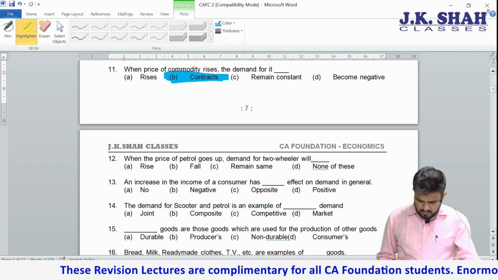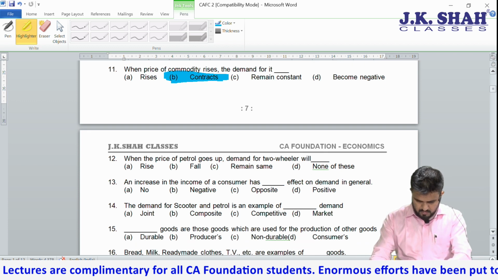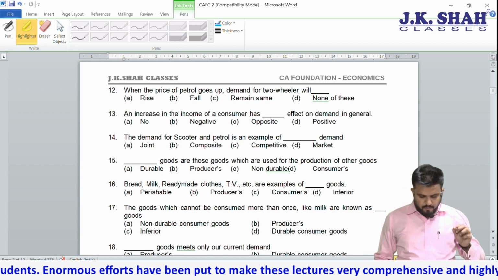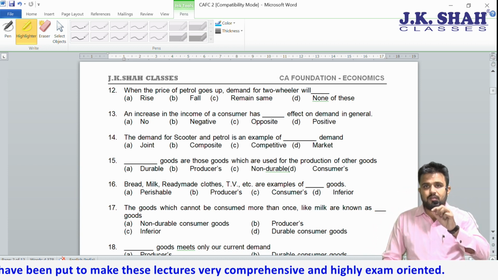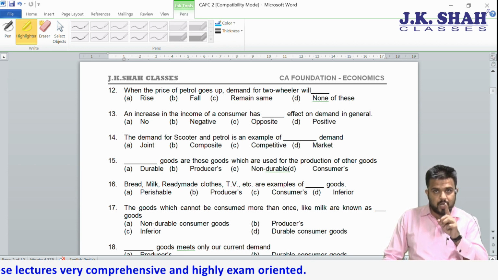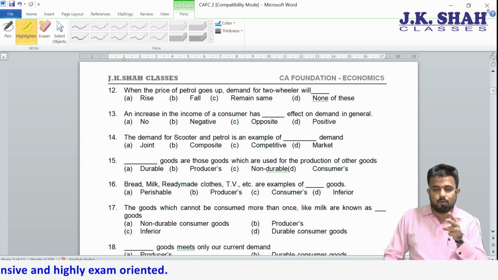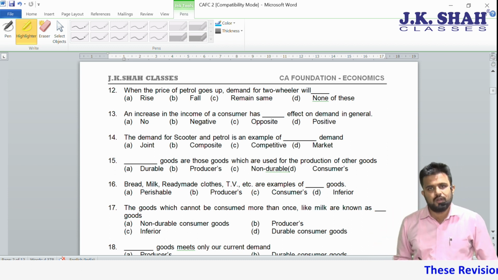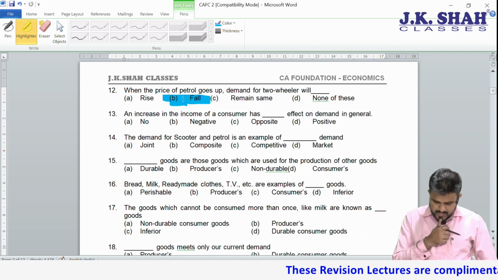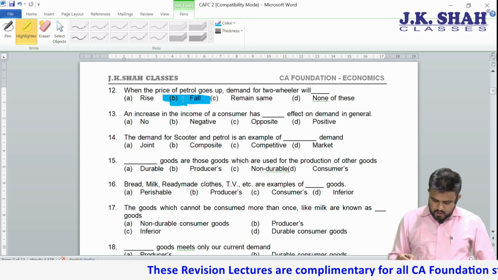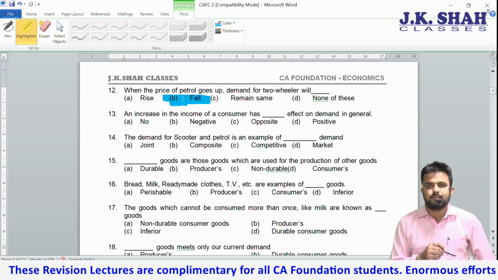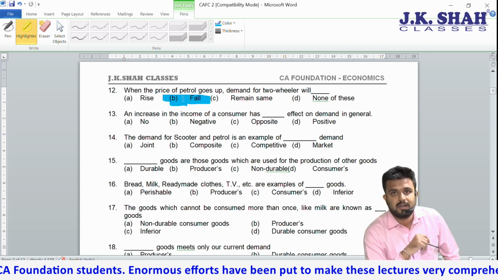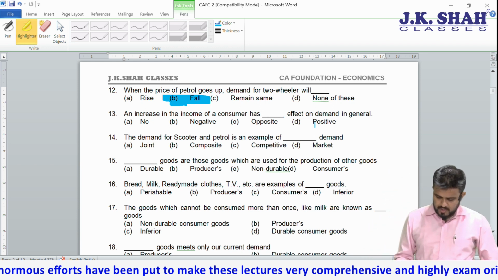Moving to the next now. When the price of petrol goes up, demand for two-wheelers will dash. What happens when the price of petrol goes up? Can I say petrol and two-wheeler are again complementary? If petrol becomes too expensive, people may not travel by two-wheeler or four-wheeler. So demand will fall. An increase in the income of a consumer has a dash effect on the demand in general. As our income increases, can I say we will spend more? So higher the income, higher the demand. So relation is what? Positive. So correct answer is D, positive.